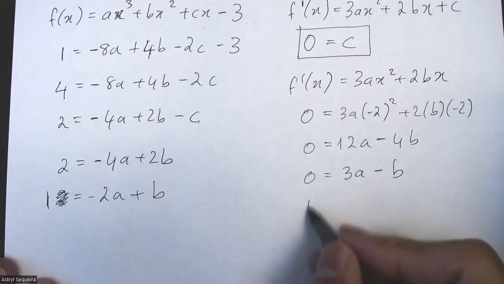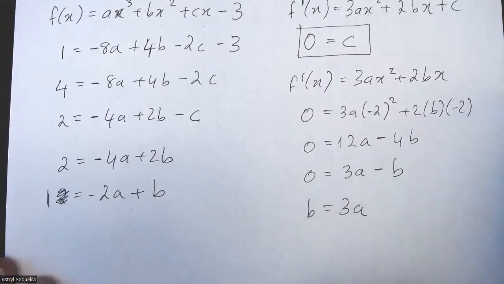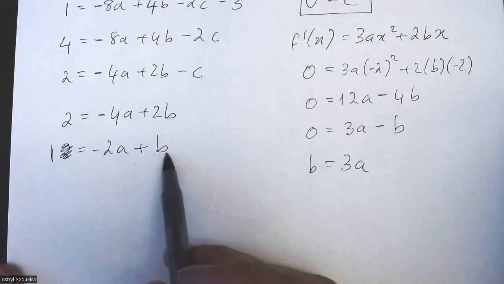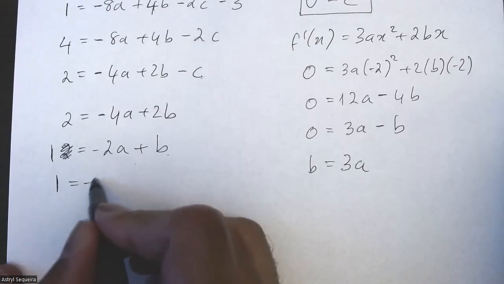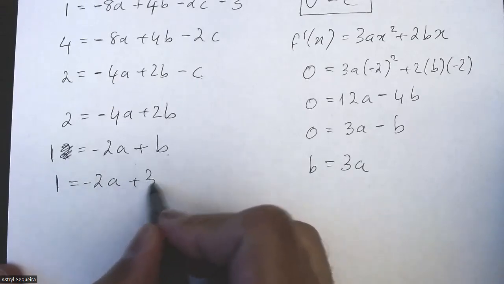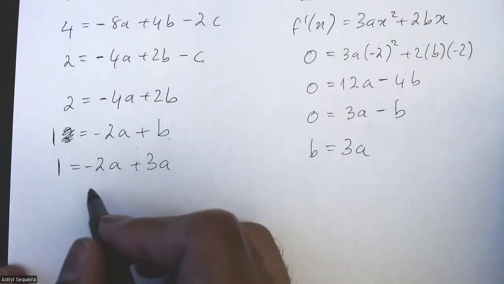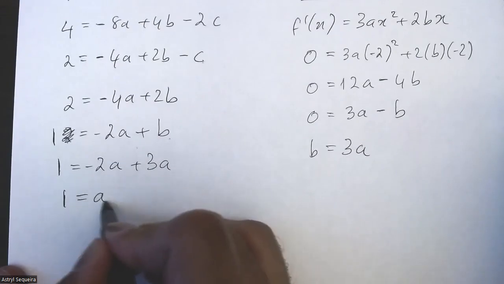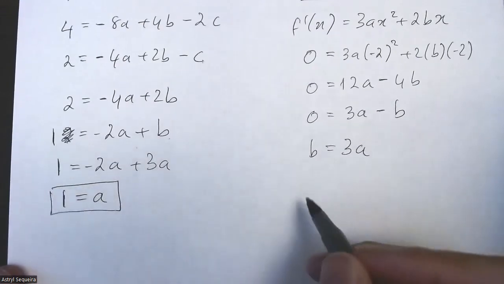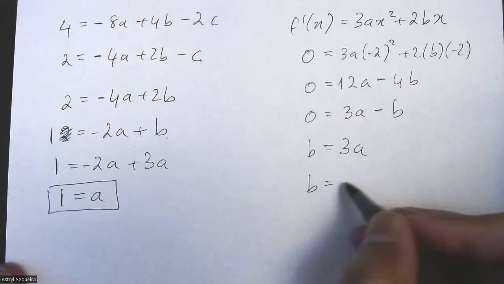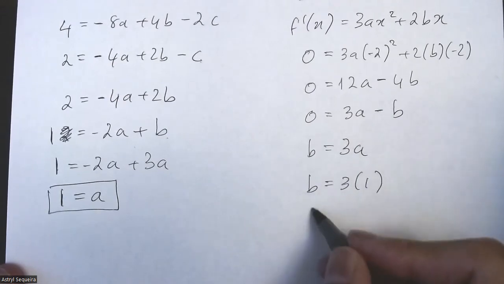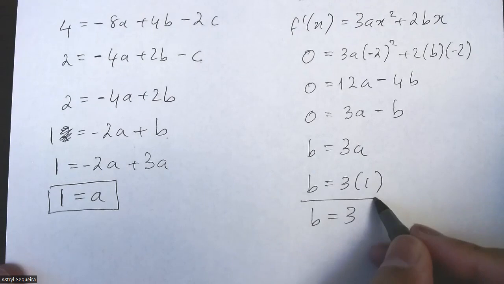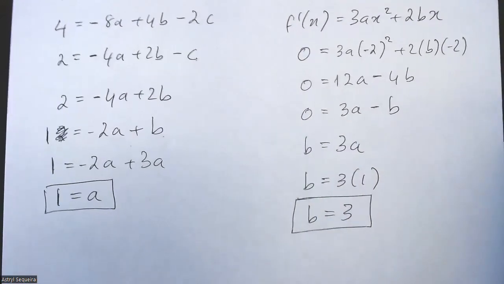I'm going to move this to the other side, so I get b equals 3a, and over here I'm going to replace this b with 3a. -2a plus 3a is just a, so I get a equals 1. And b equals 3 times a, which is 3 times 1. So b equals 3. And now I found all the coefficients.